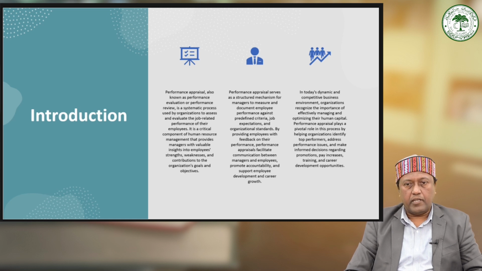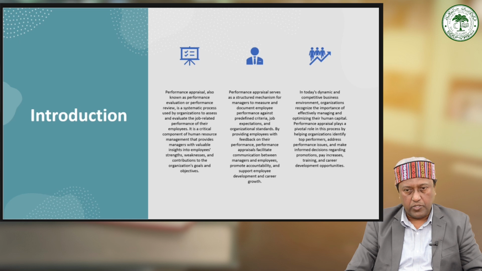In today's dynamic and competitive business environment, organizations recognize the importance of effectively managing and optimizing their human capital. Performance appraisal plays a pivotal role in this process by helping organizations identify top performers, address performance issues, and make informed decisions regarding promotions, pay increases, training, and career development opportunities.